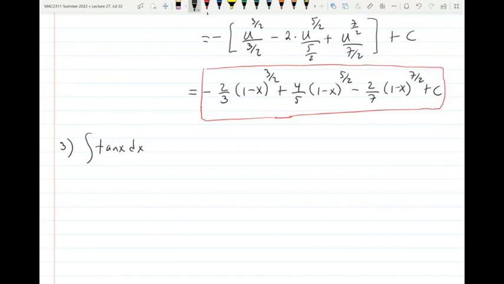Well, here is what we can do. As a general rule, whenever you see tangent and you don't know what to do, just write sine over cosine and see where it takes you. So that's what I'm gonna do. Instead of tangent, I'm gonna write it as sine over cosine.